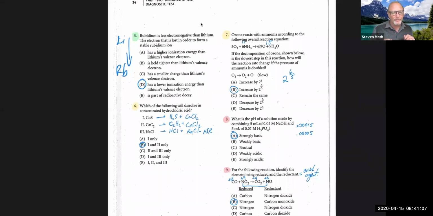Now 6 ends up being our first yellow question. Is yellow fair game? Yes, but it kind of is a yield, okay? This is like a stoplight. Red is stop, green is go, yellow's kind of, I don't know. So, which of the following will dissolve in concentrated hydrochloric acid?